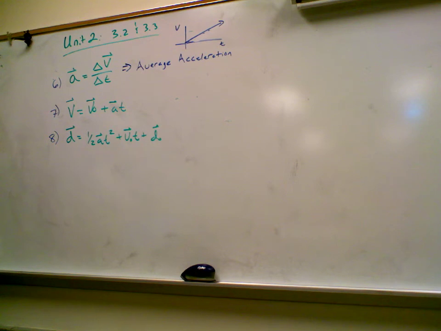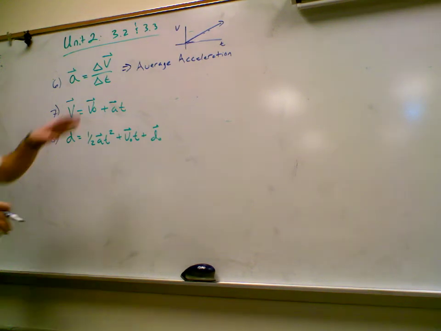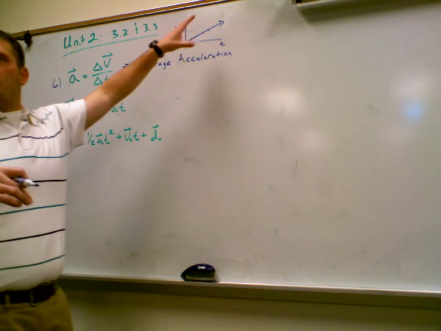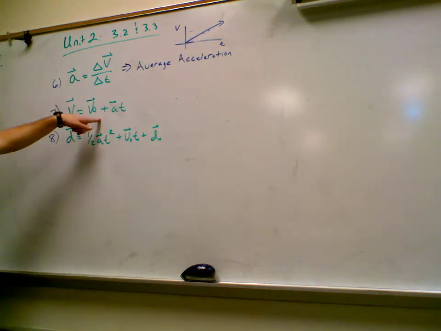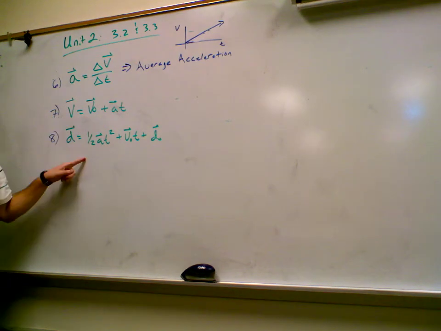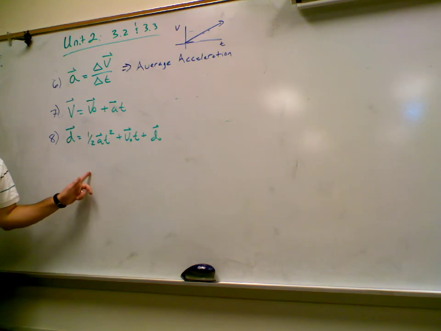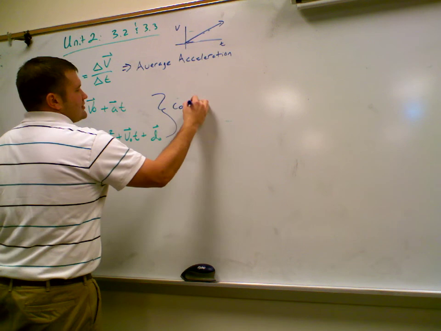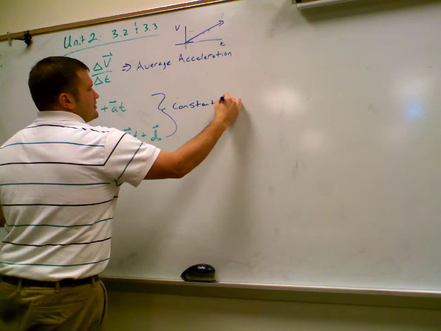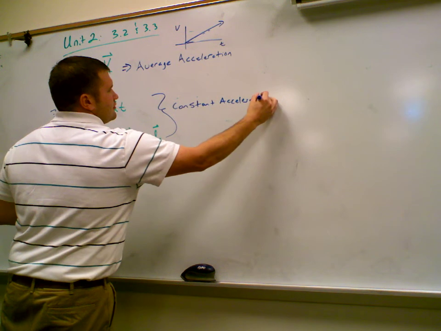What can I say about my slope or my acceleration on the v versus t graph I drew? It's positive, and it's constant. So this equation assumes a constant acceleration. What about this equation? Does this assume a constant acceleration? I don't think so. Both of these equations are assuming we have a constant acceleration.